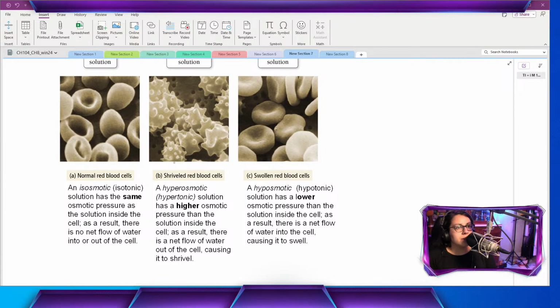And then the last one is hypotonic. So that means our solution has a lower osmotic pressure than the inside. And so that means there's water flowing into the cell, causing it to swell.